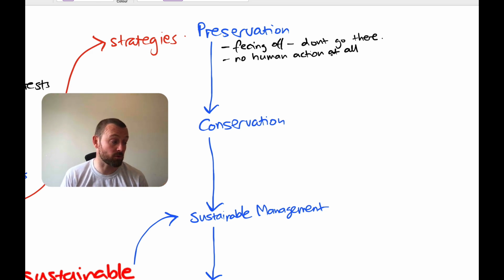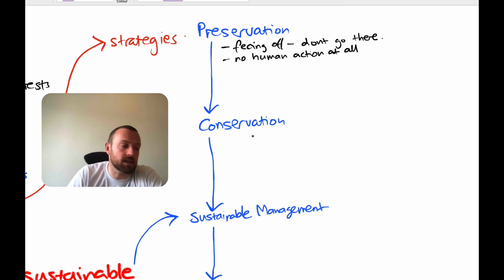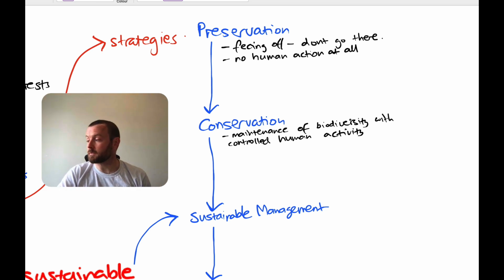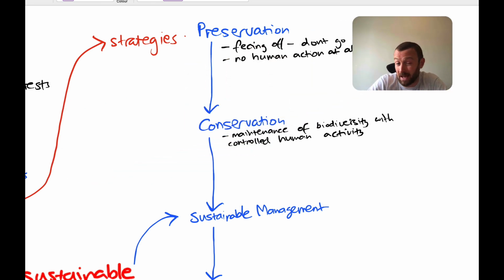So that's preservation, and it does work really well in certain areas. But sometimes an area needs a bit more conservation. Conservation is maintenance of biodiversity, and may include human action: maintenance of biodiversity with controlled human activity. It may be the case that human actions can actually increase the biodiversity of a place.